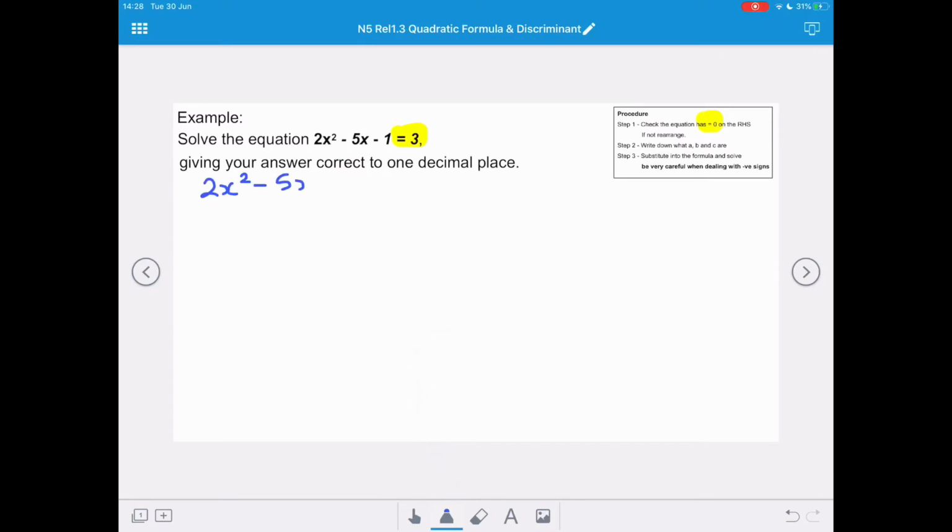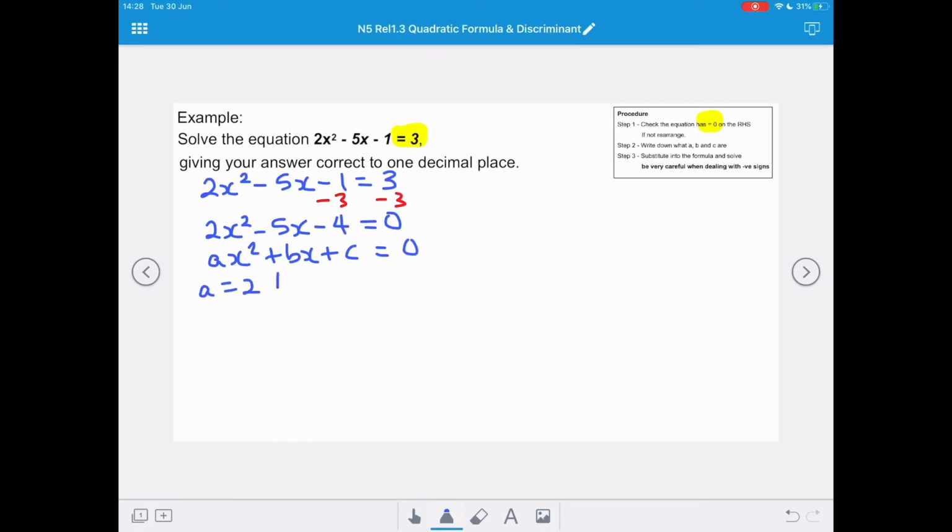So we've got 2x squared minus 5x minus 1 equals 3. We need to take away 3 from both sides in order to have equals 0 on the right hand side, and that gives us 2x squared minus 5x minus 4 equals 0. Now we can compare this to our general equation, ax squared plus bx plus c equals 0. So a is going to equal 2, b is going to equal -5, and c is going to equal -4.